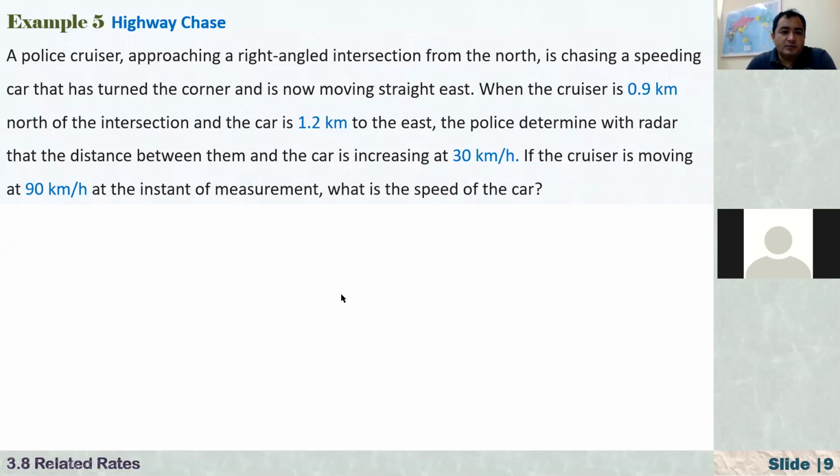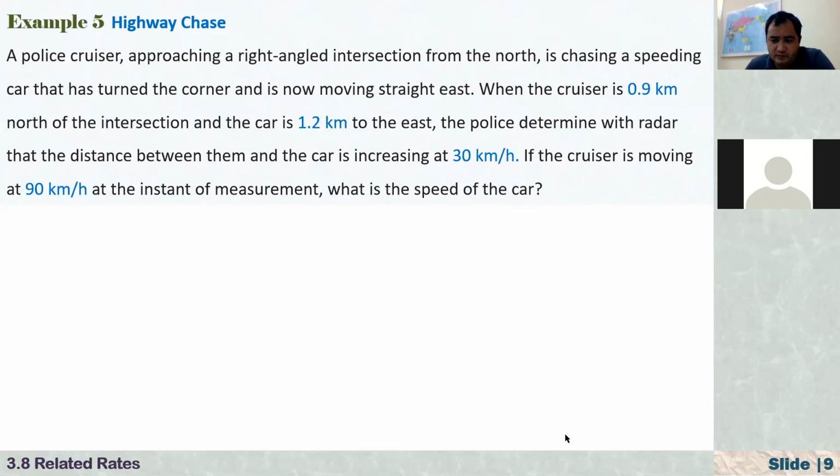So in this question, a police cruiser approaching a right-angled intersection from the north is chasing a speeding car that has turned the corner and is now moving straight east. When the cruiser is 0.9 kilometers north of the intersection and the car is 1.2 kilometers to the east, the police determine with radar that the distance between them and the car is increasing at 30 kilometers per hour. If the cruiser is moving at 90 kilometers per hour at the instant of measurement, what is the speed of the car?